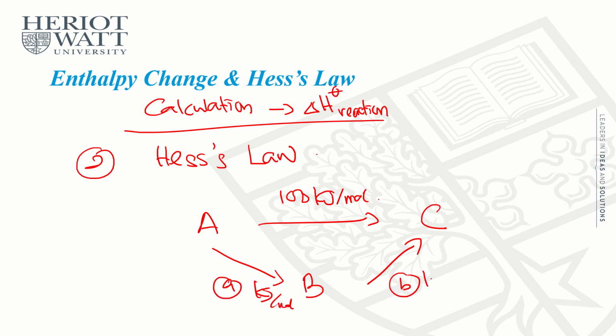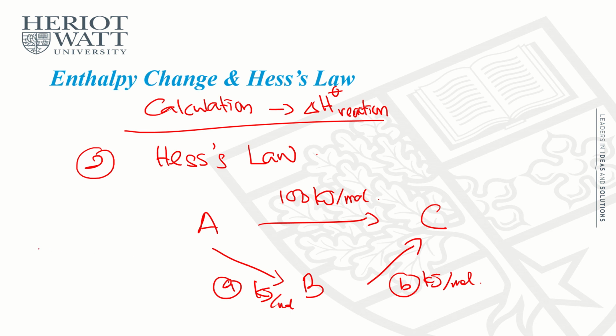Kilojoules per mole. Okay, guys, Hess's law states that the total energy change in a chemical reaction is the same regardless of its pathway. As long as the reaction changes from A to C, regardless of whether A changed to B, B to E, F, G, H, I, J, K, then back to C, as long as it's A to C, regardless of how many intermediates in between, the total energy involved is always 100 kilojoules per mole.